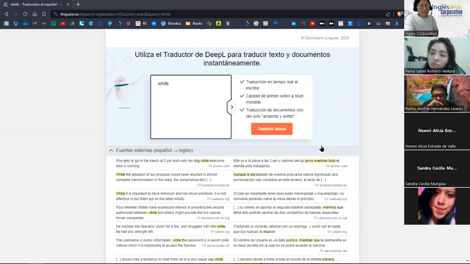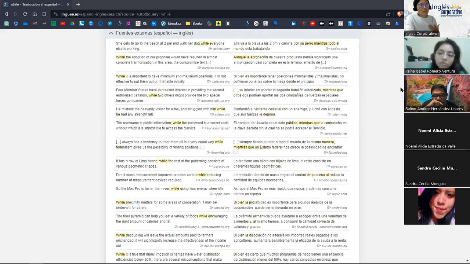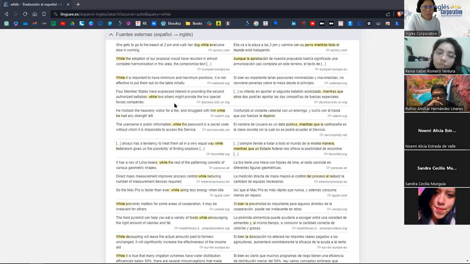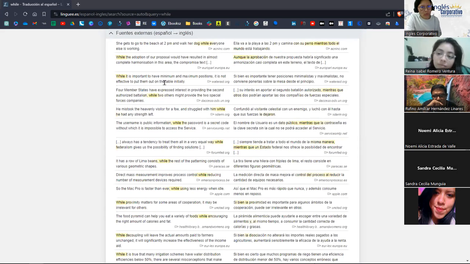So here down below, you can find examples in context, right? Look at this. Estas están perfectas. While it is important to have minimum and maximum positions, it is not effective to put them out in the table initially, right? That's an example. What I'm doing is just making contrast. But Marcia, when do we make contrast? I mean, why do we have to make contrast between one idea and the other one?